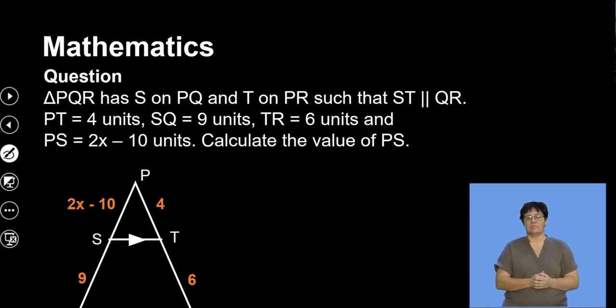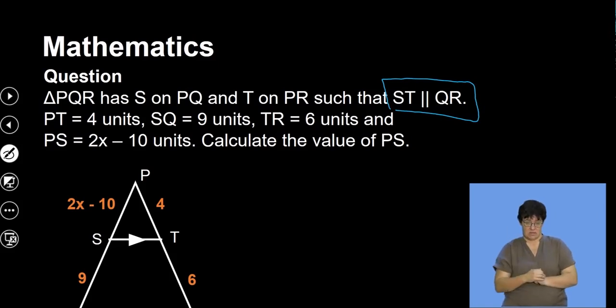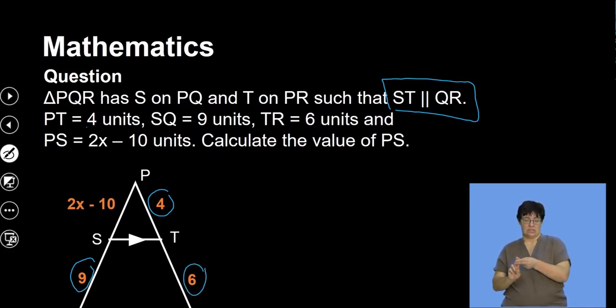Now here they say triangle PQR has S on PQ and T on PR, such that, what is important, ST is parallel to QR. You can see with the arrows there, right? And then they tell us that PT is 4 units. That's the length. SQ is 9 units. That's the length we are given. TR is 6 units there. And now 2x minus 10 will be the PS, right? Then they want us to calculate the value of PS.